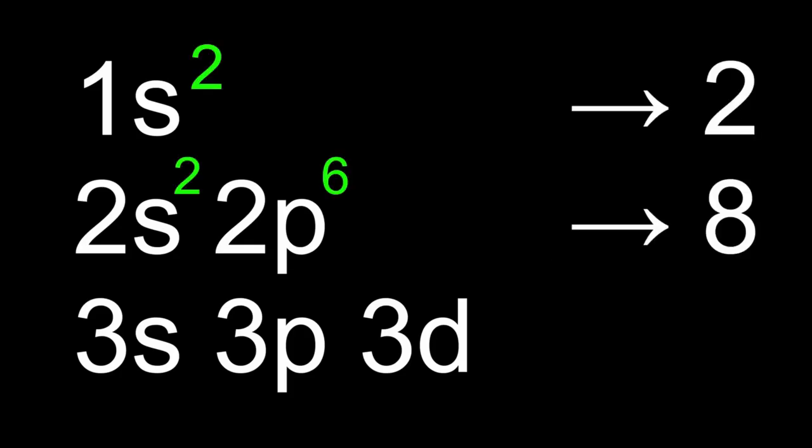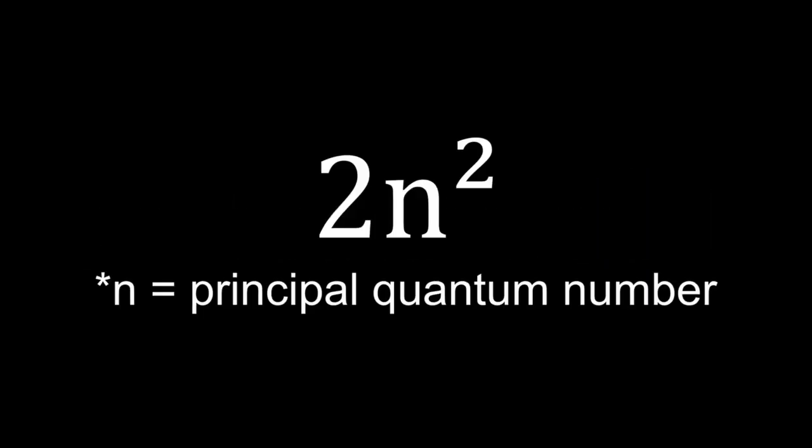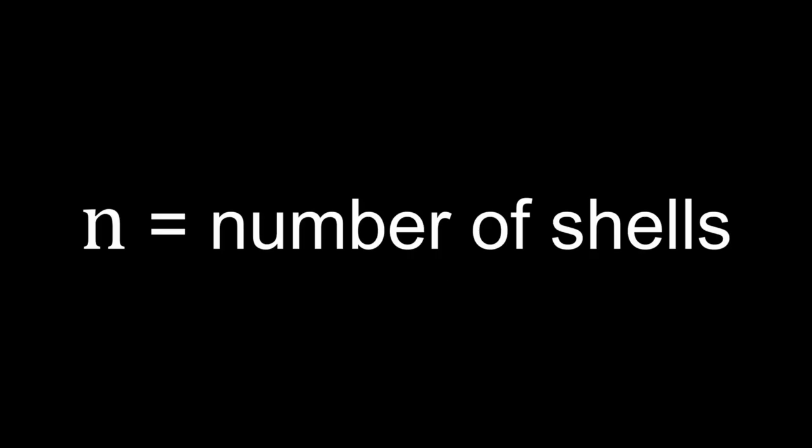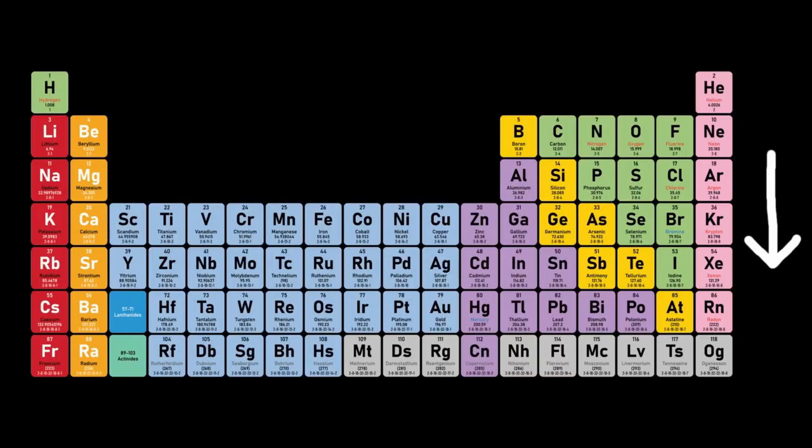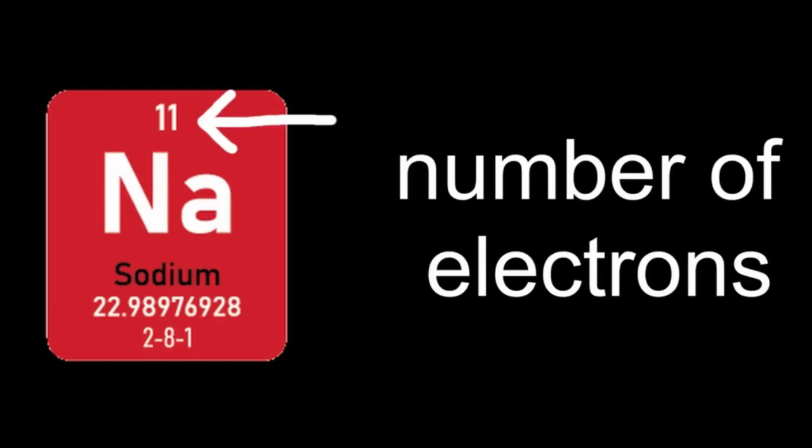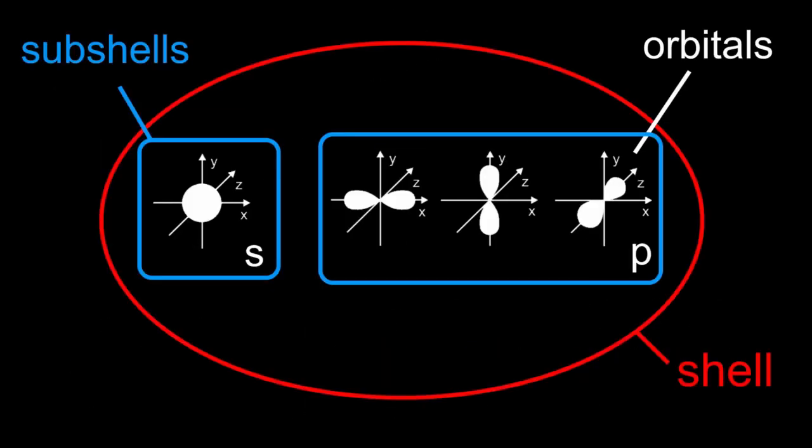This means that the first shell can hold a total of 2 electrons, the second can hold 8, the third can hold 18, and generally the number of electrons a shell can hold follows the rule 2n squared, with n being the principal quantum number. The principal quantum number, and therefore the total number of shells, increases from top to bottom in the periodic table from 1 to 7. Every element has a different number of electrons that fill up these orbitals, and the different subshells and orbitals are filled in a specific order called the Aufbau principle.